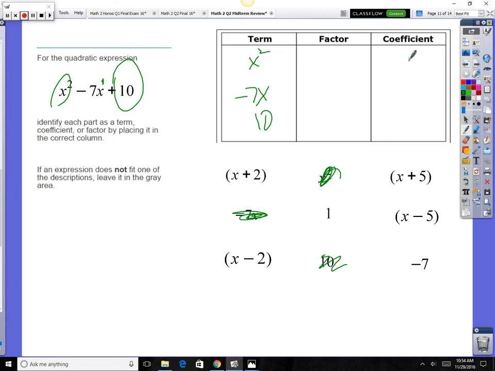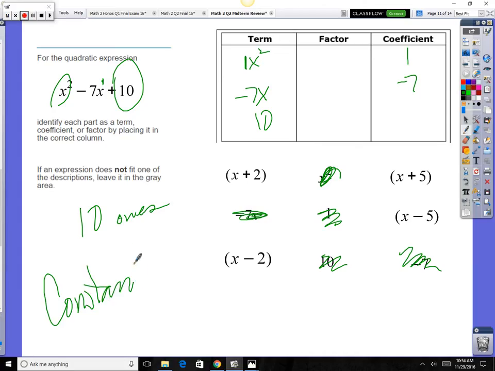Coefficients are how many quadratics you have. So the coefficient would be this. You've got 1 quadratic. How many linear pieces do you have? You've got negative 7 linear terms, and that's it. So 10 is not a coefficient. 10 is 10 ones, and that is called a constant. That's not in any of the columns, so we're not going to worry about the 10. So you only have 2 coefficients, 1 quadratic and negative 7 linear.